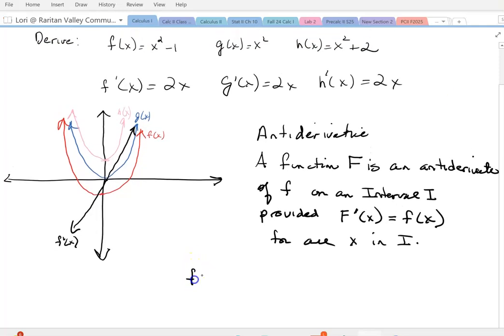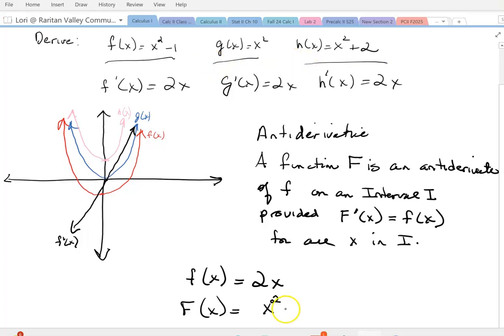So if my original function now becomes 2x, the antiderivative of that function would be x squared with various constants, because it could be, well, x squared minus 1, it could be x squared, it could be x squared plus 2, so we say it's x squared plus c.